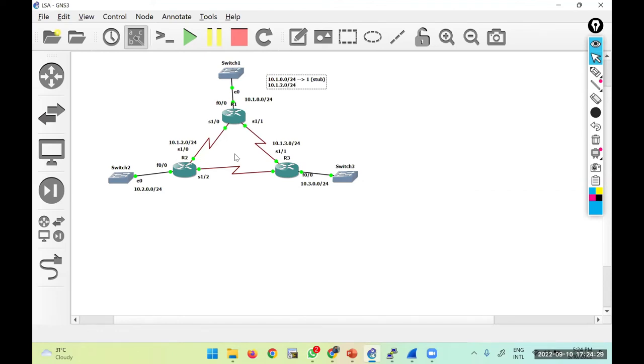10.1.2.0/24, we'll have the same things. We'll have the cost for this link. If we check this serial cost, it will be 64 by default. And it's also a stub network. And the same for 10.1.3.0/24, that cost will be 64 and it is a stub network.